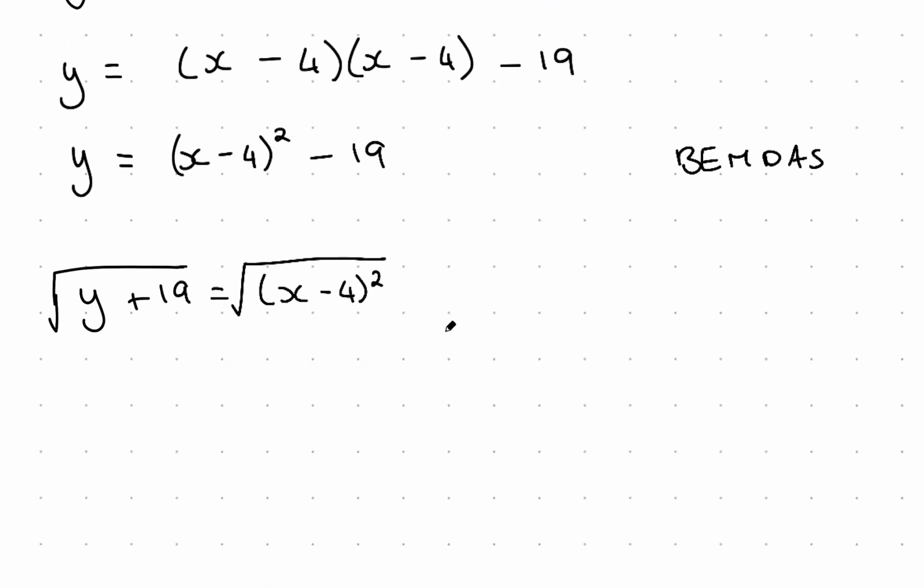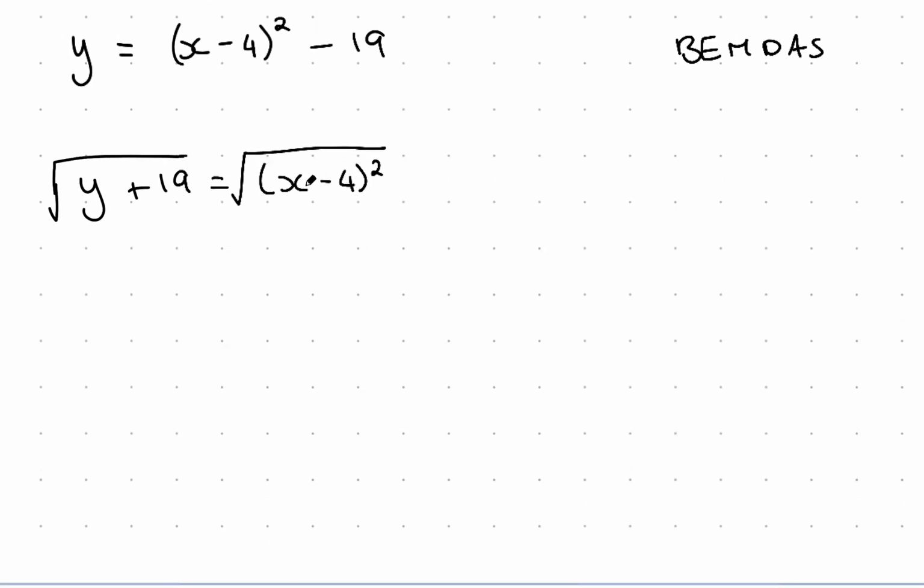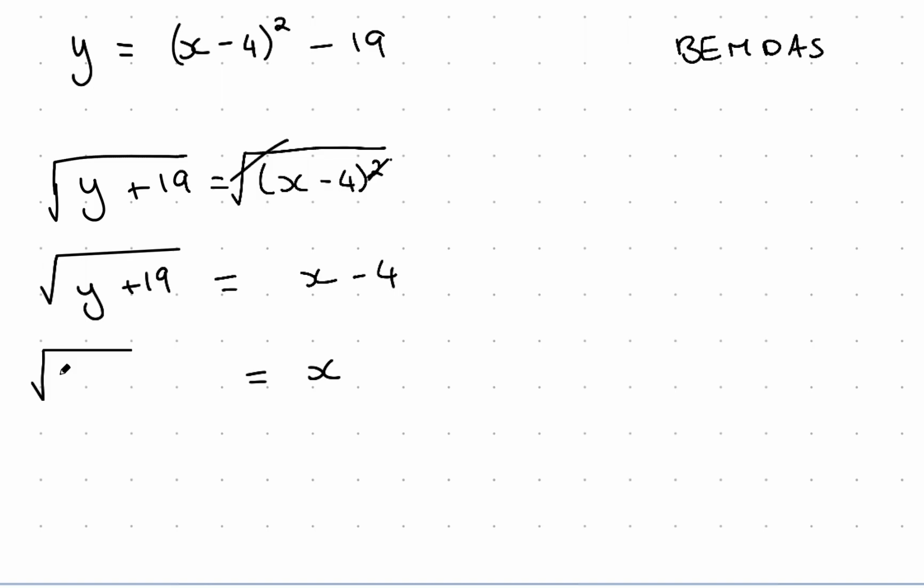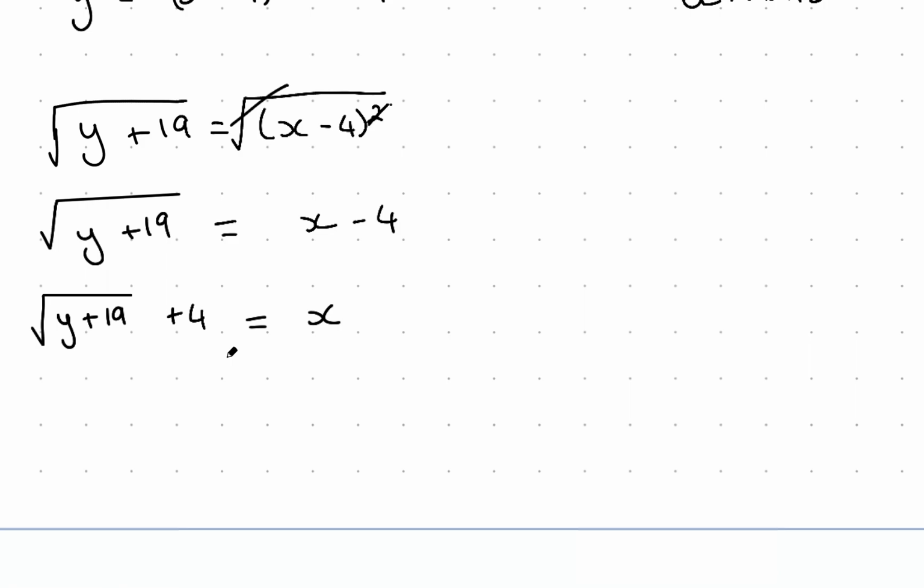And then I'm going to get the square root of y plus 19 is equal to the square root of x minus 4 squared. They undo each other. And we're left with x minus 4. And then I've got the square root of y plus 19. Again, I want to now get rid of that minus 4. I do that by adding 4 to both sides. And I'm going to have the square root of y plus 19, plus 4, is equal to x. At this stage, remember, we just swap the symbols, so you don't need to manipulate or move things anymore. You're literally just replacing the symbols.